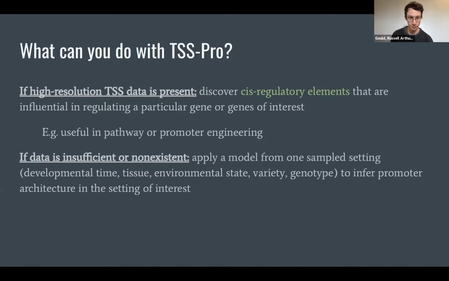And if you maybe have not enough data, or you just don't have an organism that has an annotated genome, you can possibly apply a model from one sampled setting, such as developmental time, tissue, environmental state, et cetera, in a particular organism, and then try to infer the promoter architecture, these groups of regulatory elements, to a different setting, perhaps from one developmental time to another, or one tissue to another, and so on.